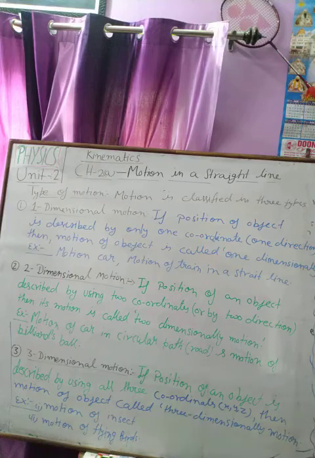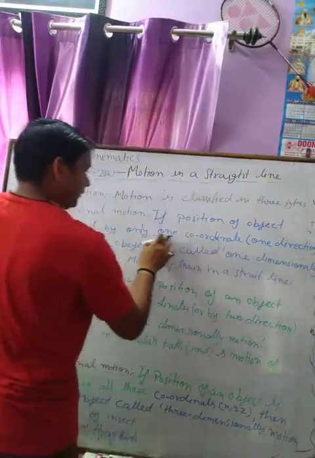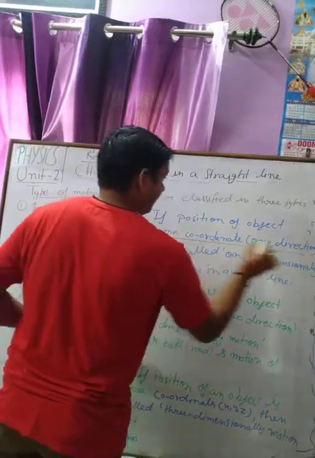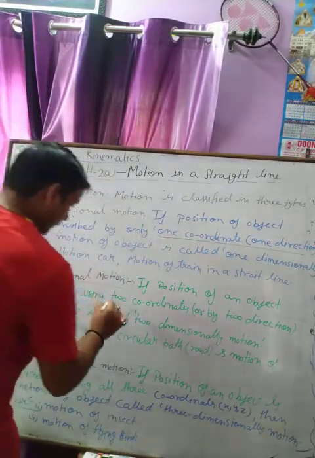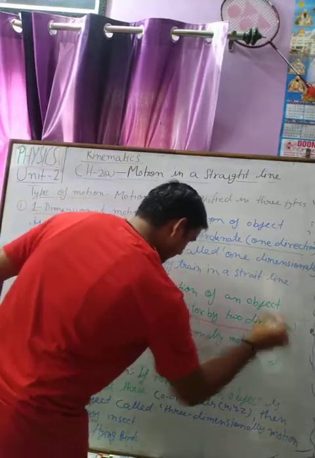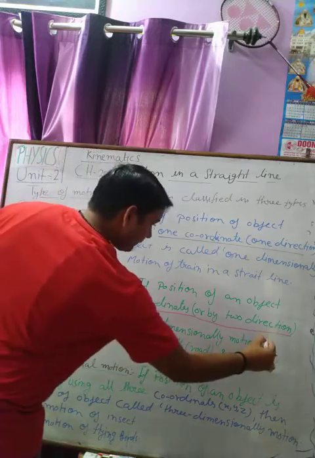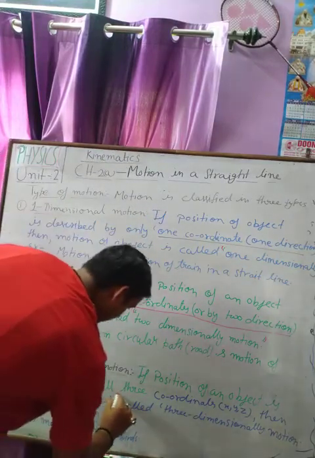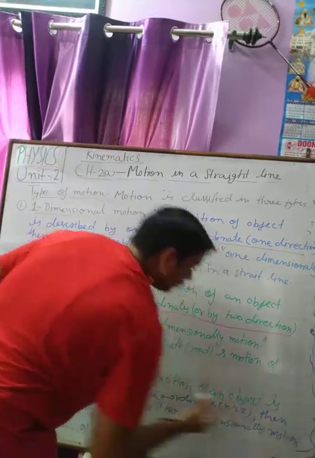These are the types of motion and the basis on which they are categorized: one dimension, two dimension and three dimension. For three dimensions, all three coordinates are used, so it is called three-dimensional motion.